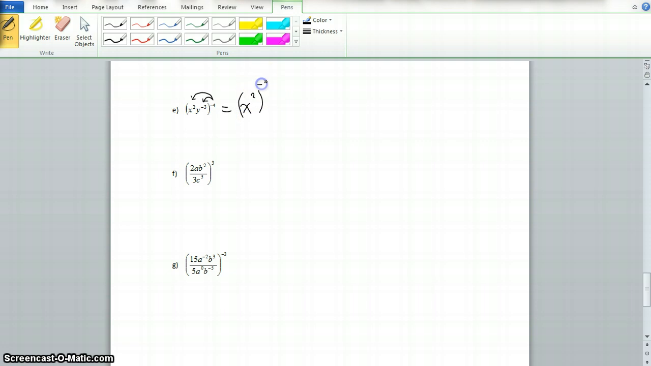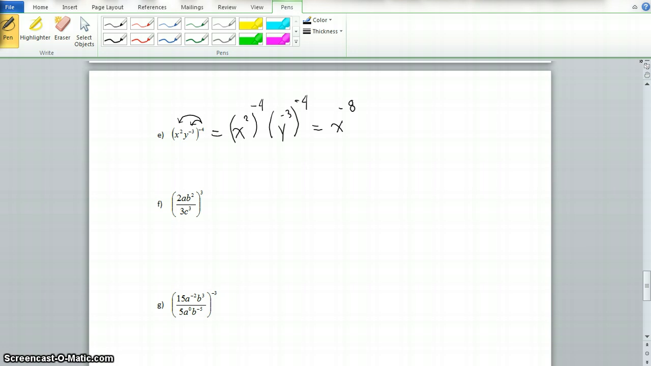Normally we don't write this step, but we can write it for now since we're sort of reviewing our rules for exponents. That negative 4 exponent is going to come in on both of those things. So now with the x squared, if that's raised to the negative 4, the rule says to multiply those exponents together. You'll get negative 8. Same with the y. You multiply those together, you get a positive 12.